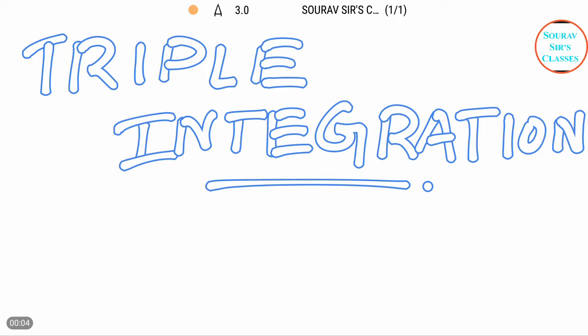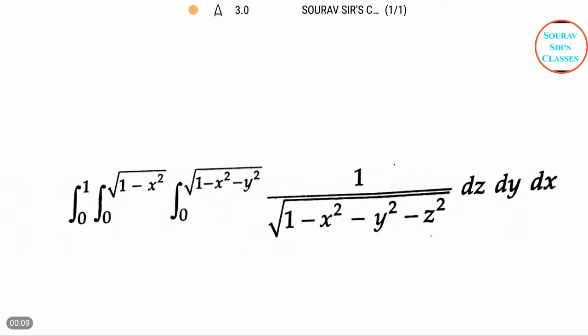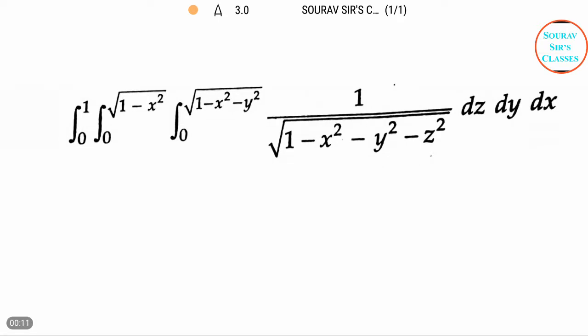Today our topic is triple integration, and here a question is given. We will have to solve this question with the help of the application of triple integration. At first, let me tell you what triple integration is. Triple integration is basically the extended version of integration and double integration. It means when we use integration thrice in a sum, then it is called triple integration. So now let's solve this question.